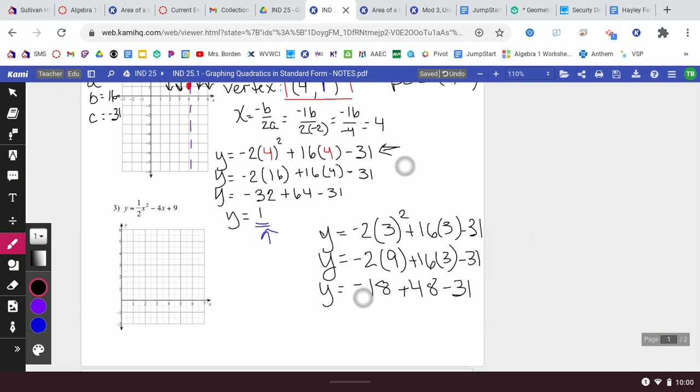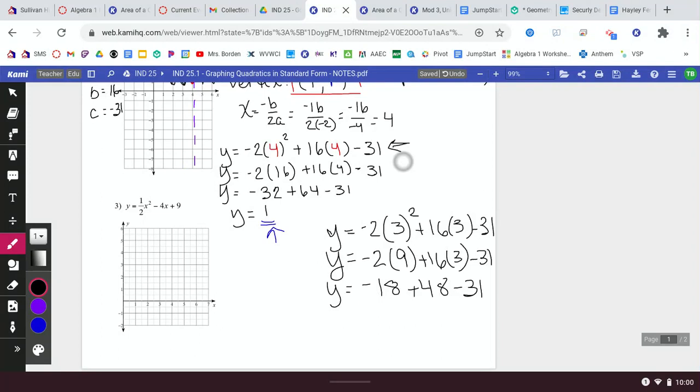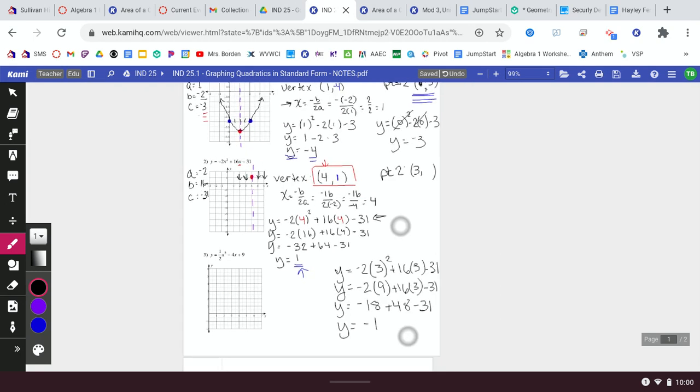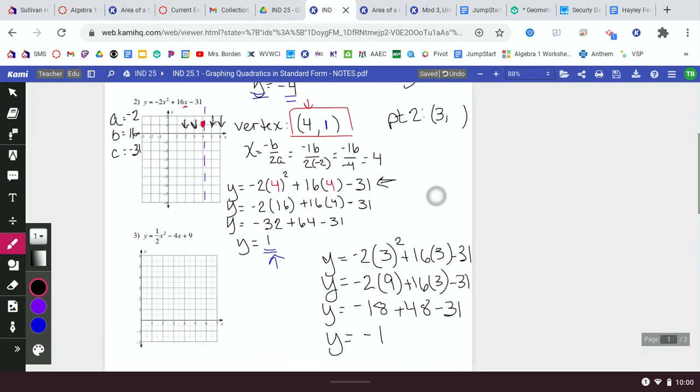And now I just have a nice long string of addition and subtraction. Negative 18 plus 48 minus 31 equals -1. Again, right? Big numbers blow up big. Everything melts down really small. It always should on these. So this is my second point y.